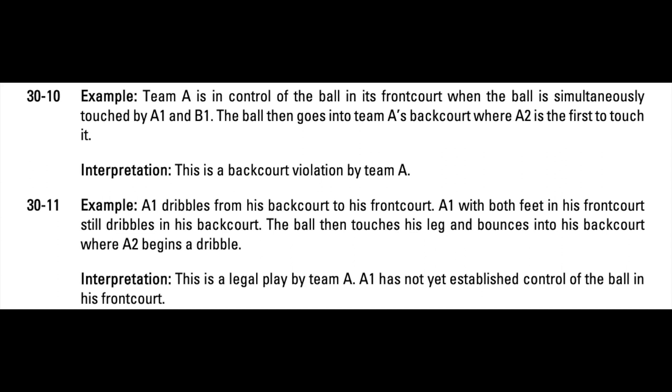A1 dribbles from the backcourt to his front court. A1 with both feet in the front court still dribbles in his backcourt. The ball then touches his leg and bounces in the backcourt where A2 begins the dribble. Why is this legal? It's important to understand that when he's dribbling, he never brought the ball to the front court, which means all 3 points did not occur in the front court, which is 2 feet and the ball, which results in that being a legal play.